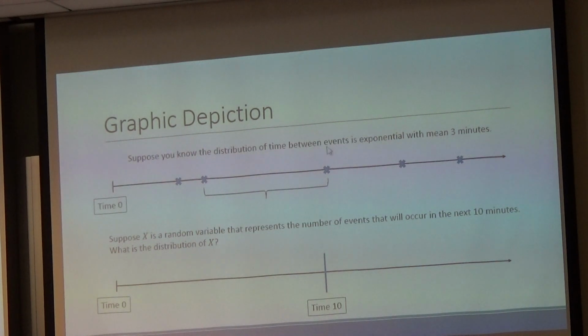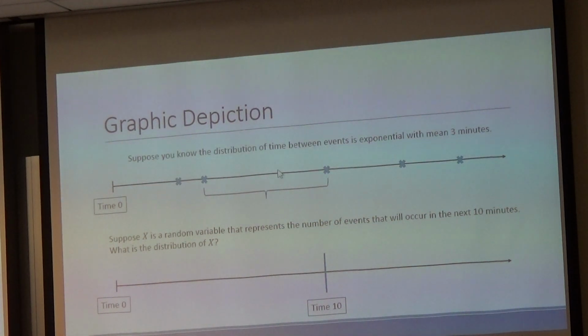Suppose you know the distribution of time between events, between customer arrivals to your store, is exponential and it has a mean of 3 minutes. So here's time 0, and I'm just giving you a data set that marks every time I see an arrival. This is when I see the arrival. And on average, the time between those arrivals is 3 minutes.